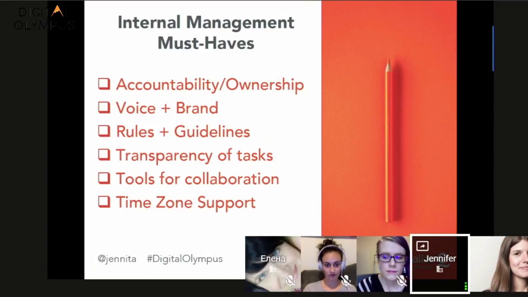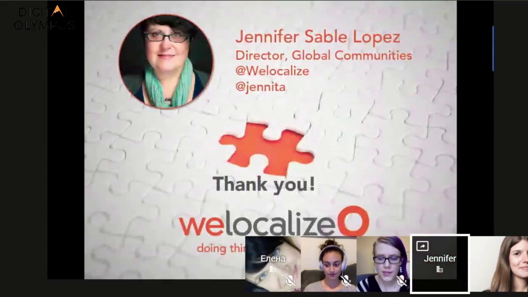Then for internal management on how you are going to manage those things, right? Having the accountability and ownership to make decisions, no matter who you are, no matter the levels, junior, senior, whatever. Building that voice and brand guide that will go along with social, what Erica talked about. Having rules and guidelines set up, transparency of tasks, utilizing whatever tools you can find that are best for your team and collaboration, so you can have that great time zone support.